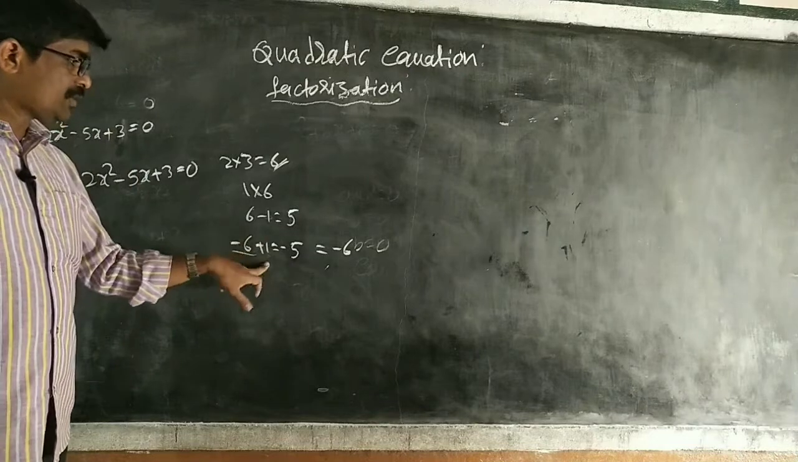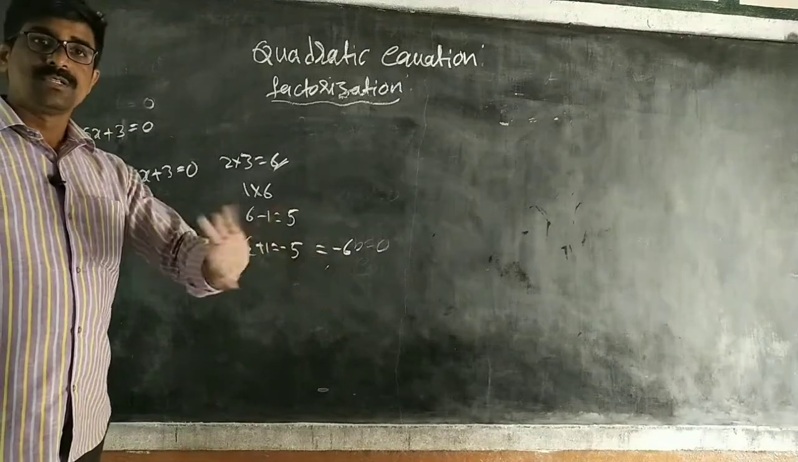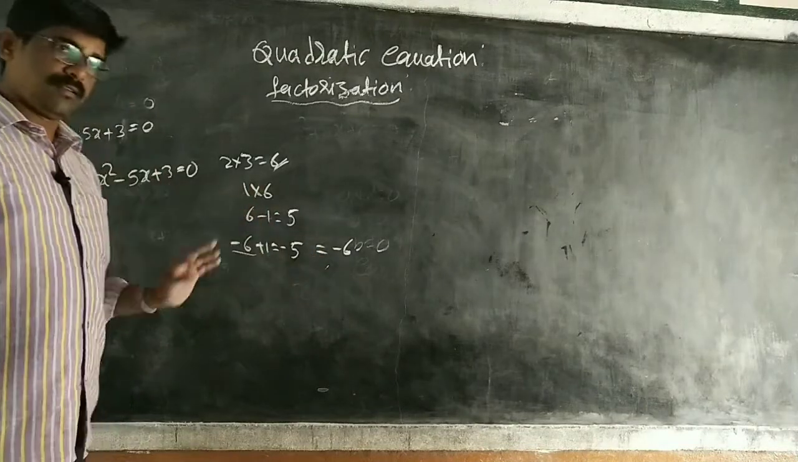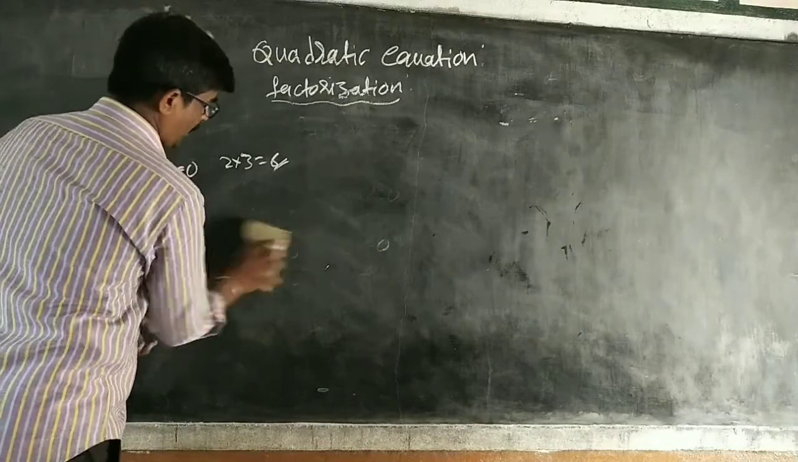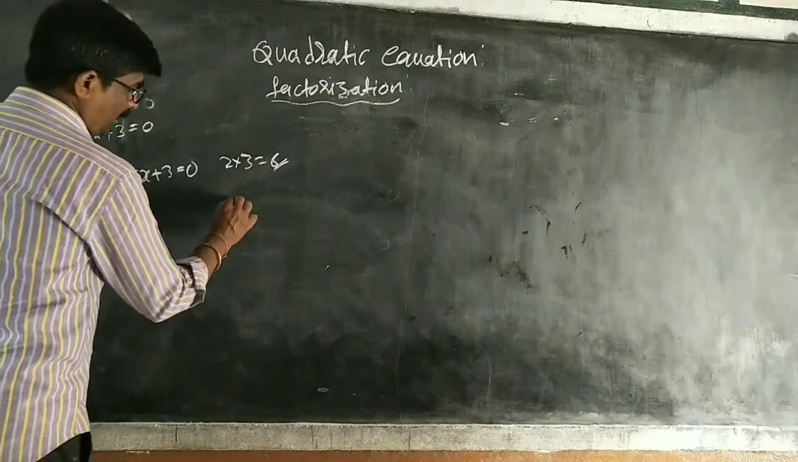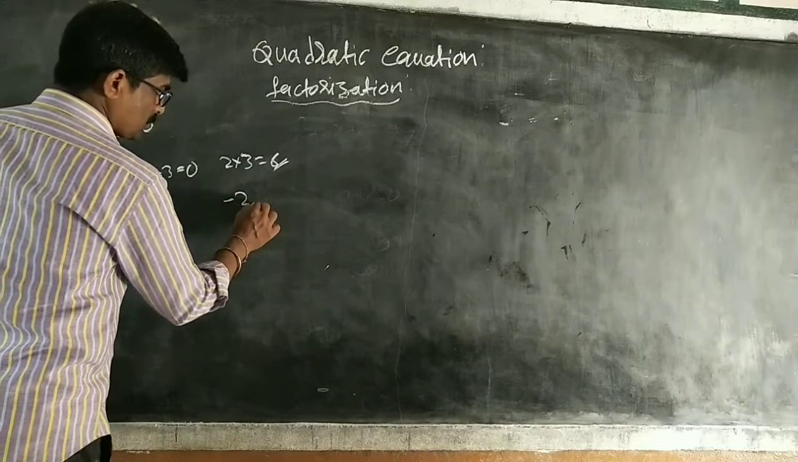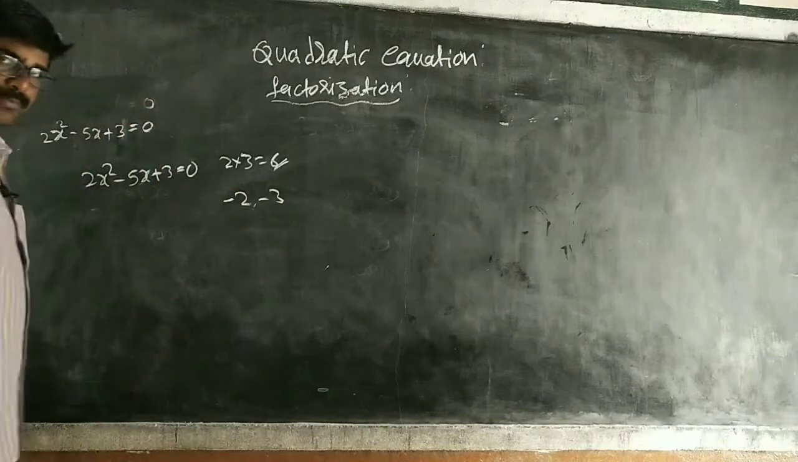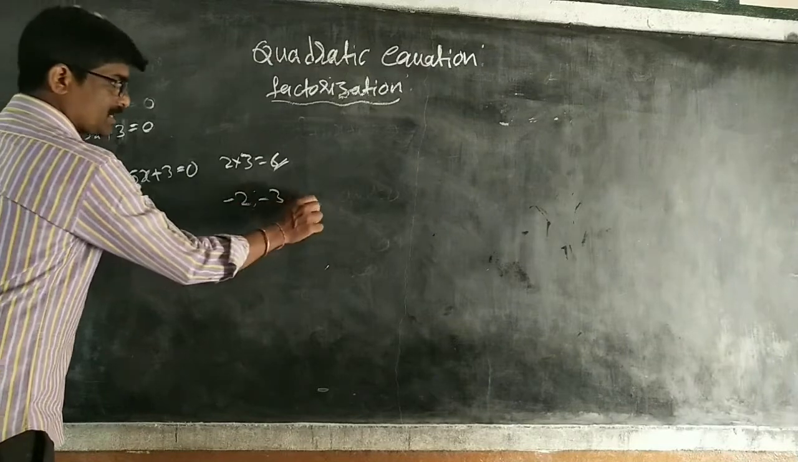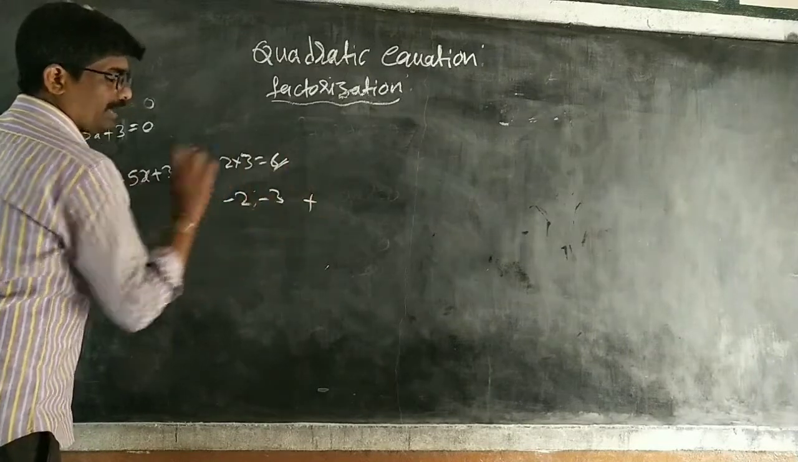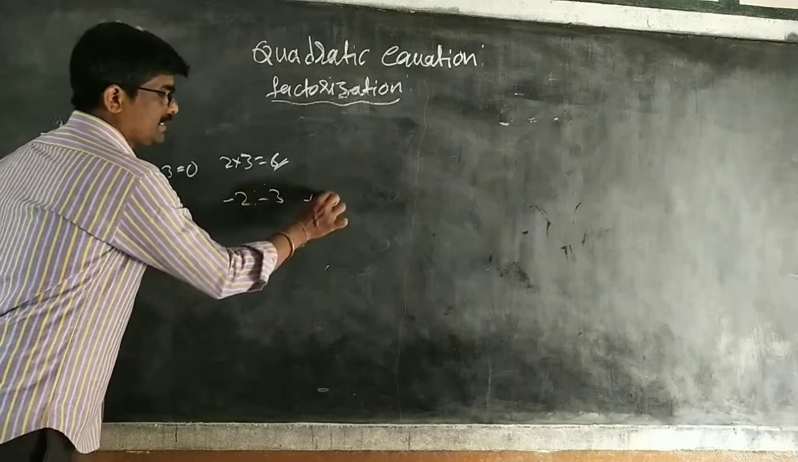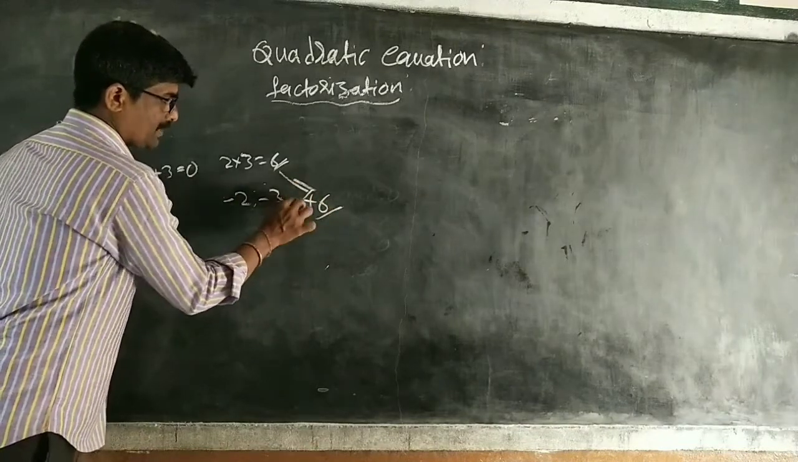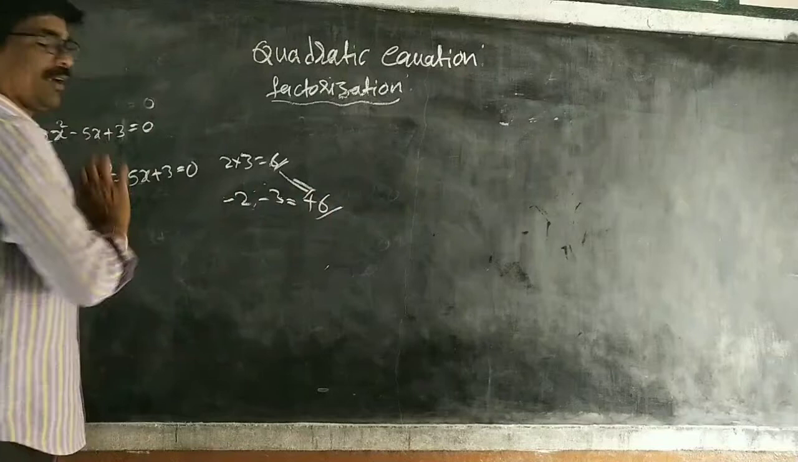But minus 6 into plus 1 is equal to minus 6. So we won't take these factors. Next, go for another pair of factors. Same, I am taking 2, minus 2 and minus 3. So minus into minus plus, 2 plus 3 is 5. Right, 2 plus 3 is 5, 2 times 3 is 6. Coefficients okay, satisfied, and the sum also is okay.